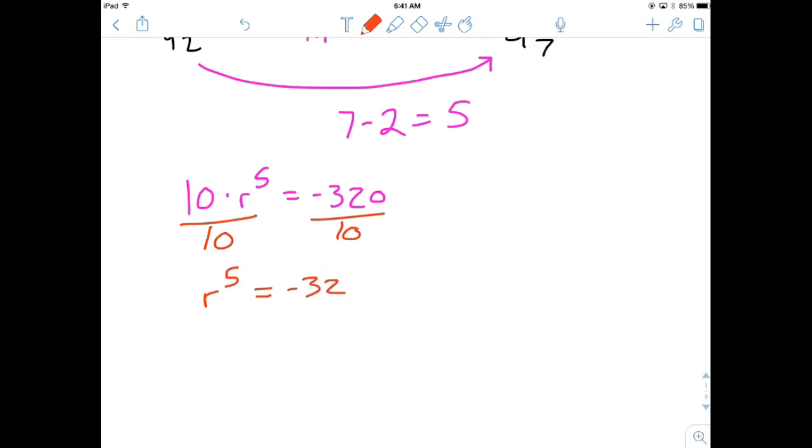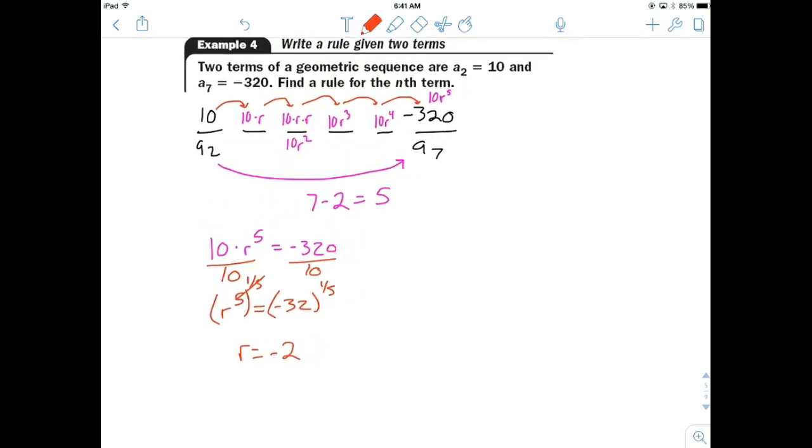You can use a fifth root in your calculator, but I find the easiest way to do this is to raise the exponent to the 1/5. Those two things will cancel out, and r is negative 2.